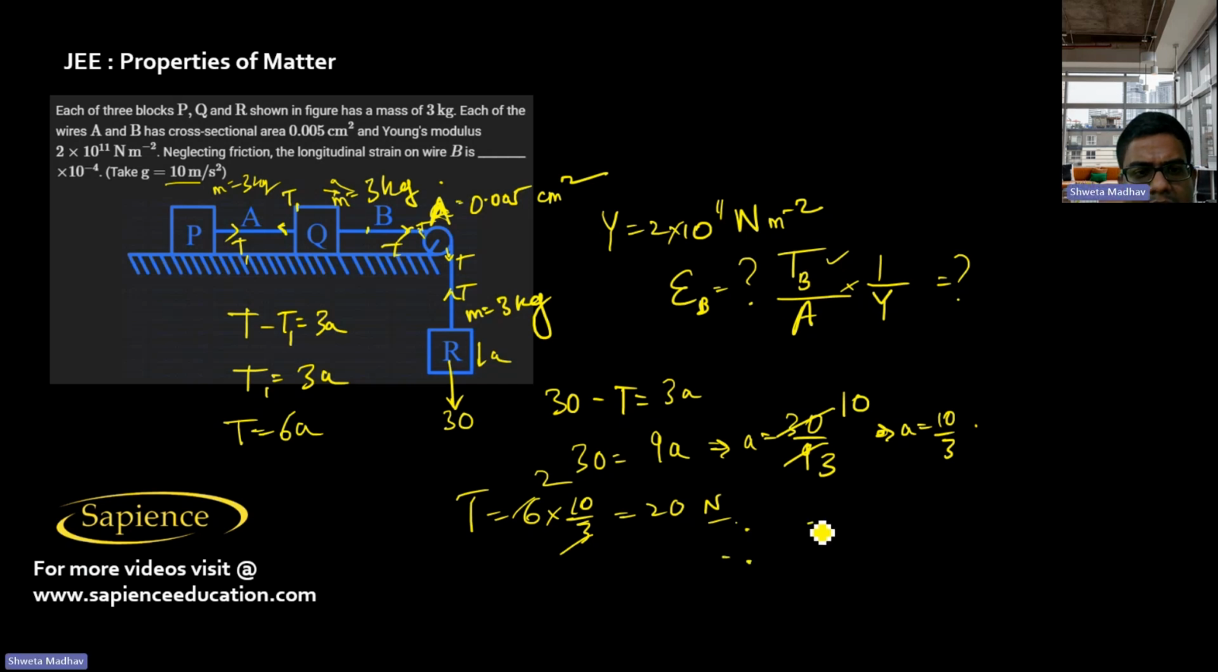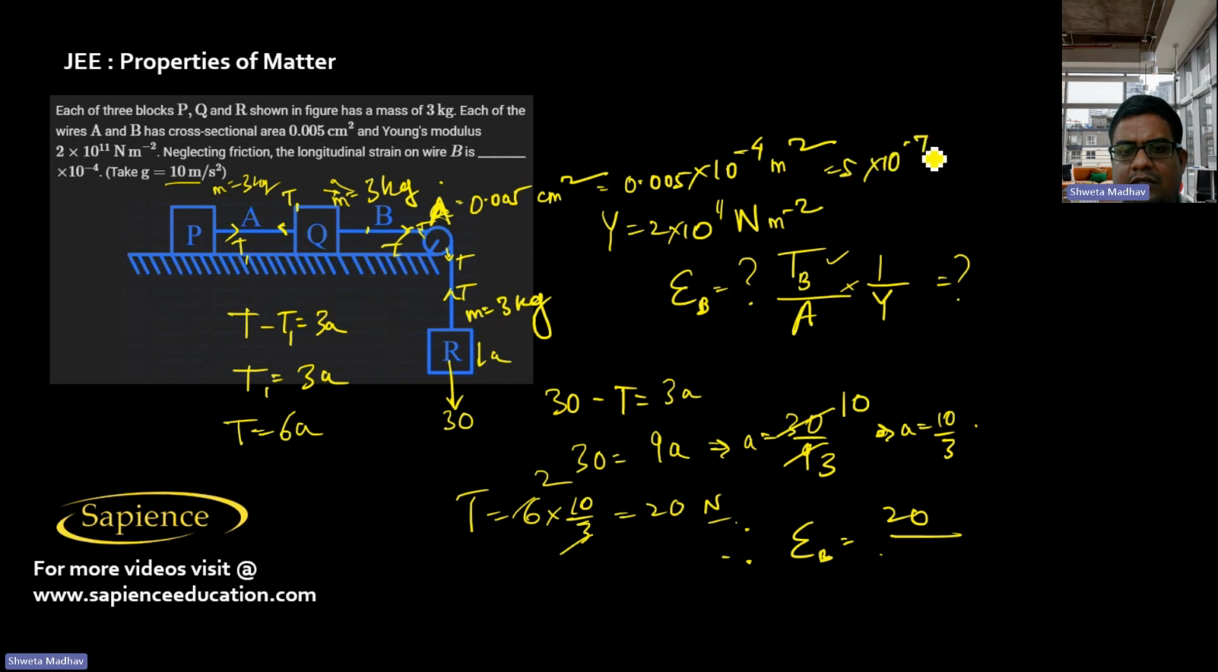So therefore, the strain on the wire B, that will be equal to 20 Newton by area of cross section, which is 0.05 centimeters square. So this is 0.005 into 10 power minus 4 meters square. It means it is 5 into 10 power minus 7 meters square. 5 into 10 power minus 7 meters square into 1 by Y. Y is 2 into 10 power 11.